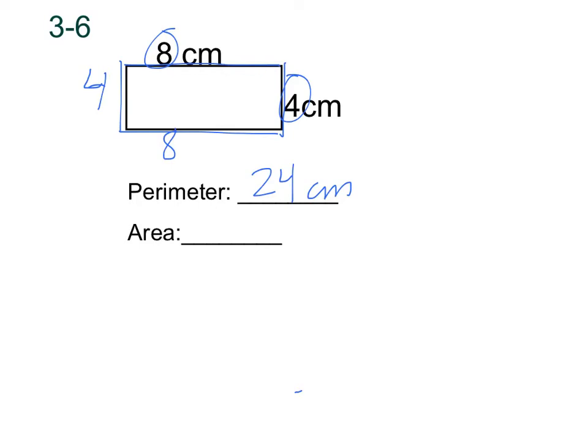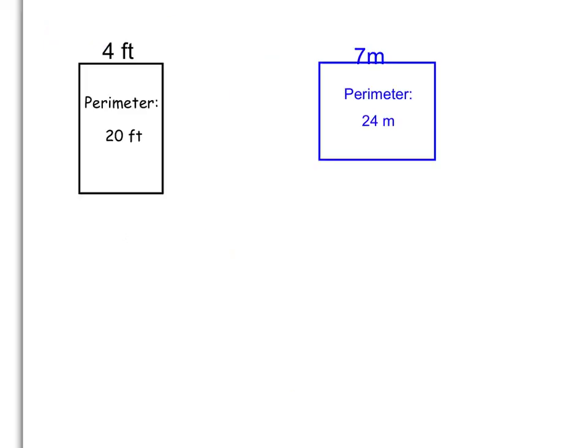Area is the length times the width. So I'm going to take one of the lengths and one of the widths, and I'm going to multiply them together. So I get 32 centimeters squared. If I know the perimeter, which I know for both of these, but I don't know what the width is, or the height, the length, I don't know this side, right? I'm going to use what I know and subtract off what I don't know.